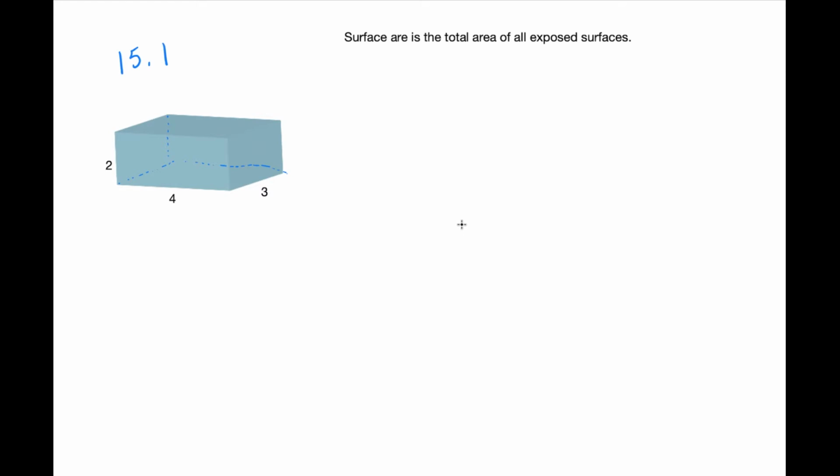We're going to calculate one of those and then multiply it by two because they're identical to each other. There's no sense in calculating two of the same thing three times. It's kind of silly. So we're going to just make a little note here. Top and bottom, TB, equals two times some value. So the top here, it's 3 centimeters along this side and 4 centimeters along this side. So it's 3 by 4, right? 3 times 4 gives us 12, times 2 gives us 24 centimeters squared. So now that's the top and the bottom.